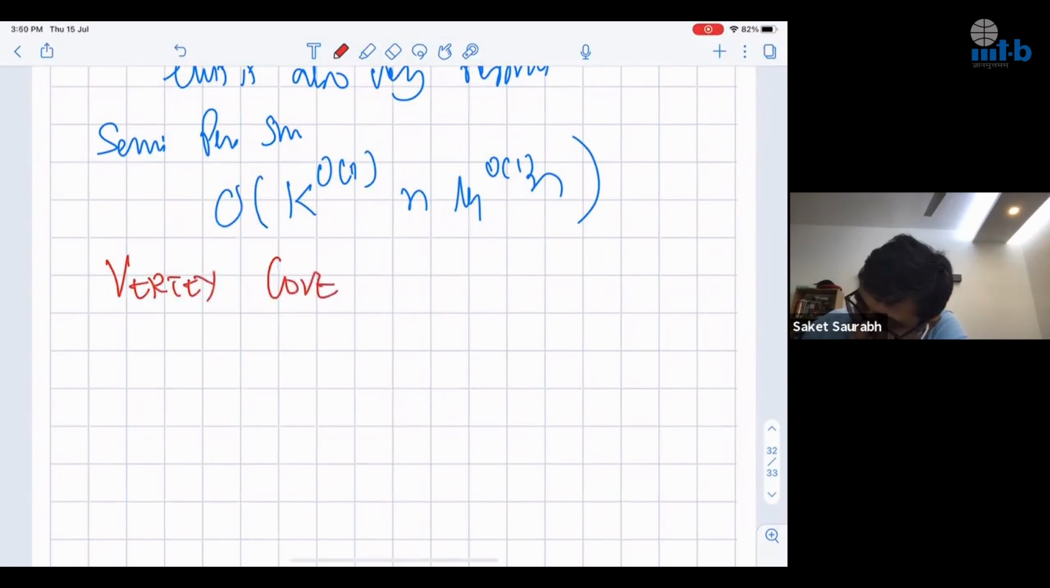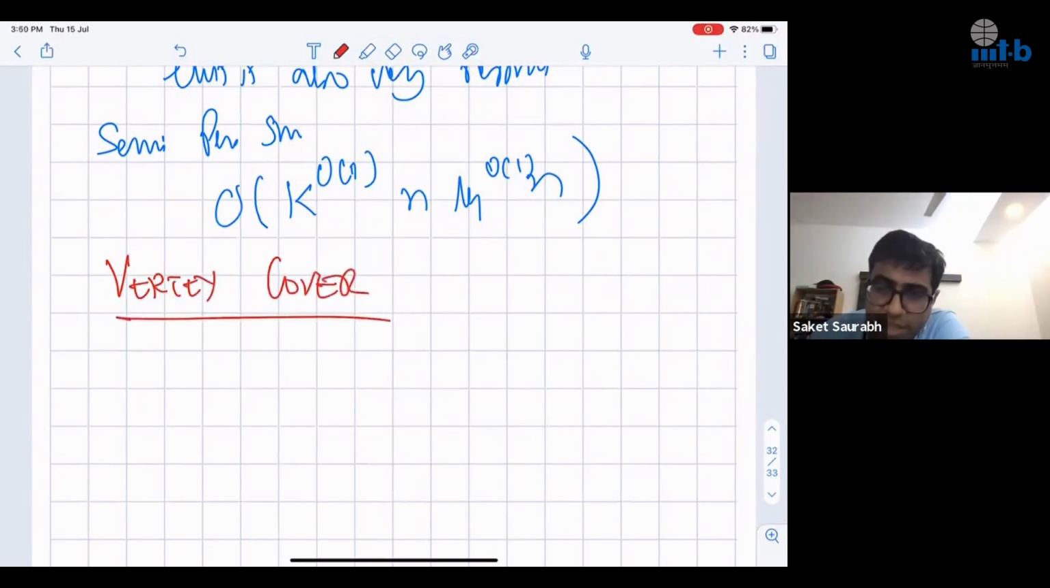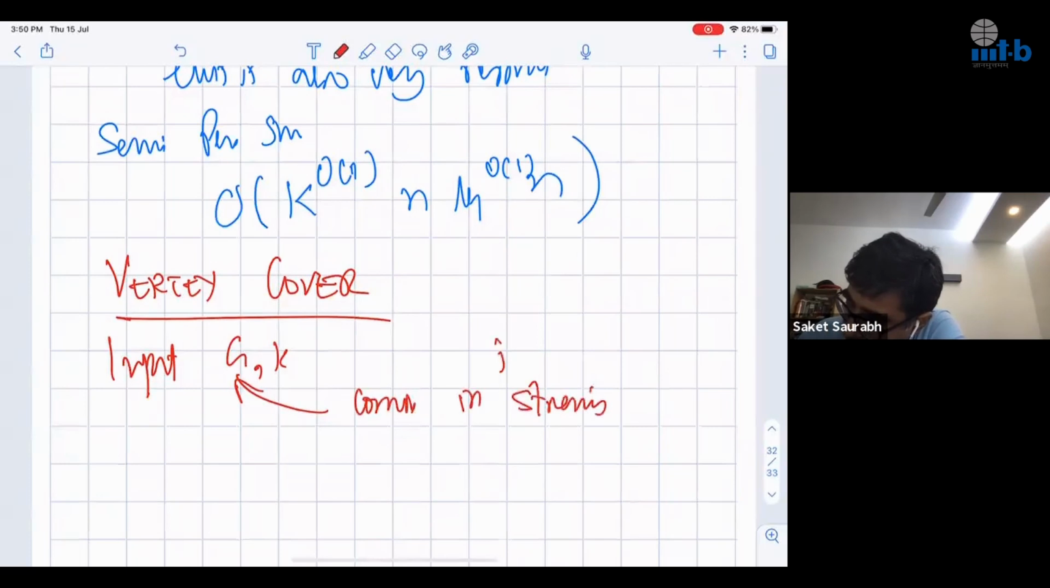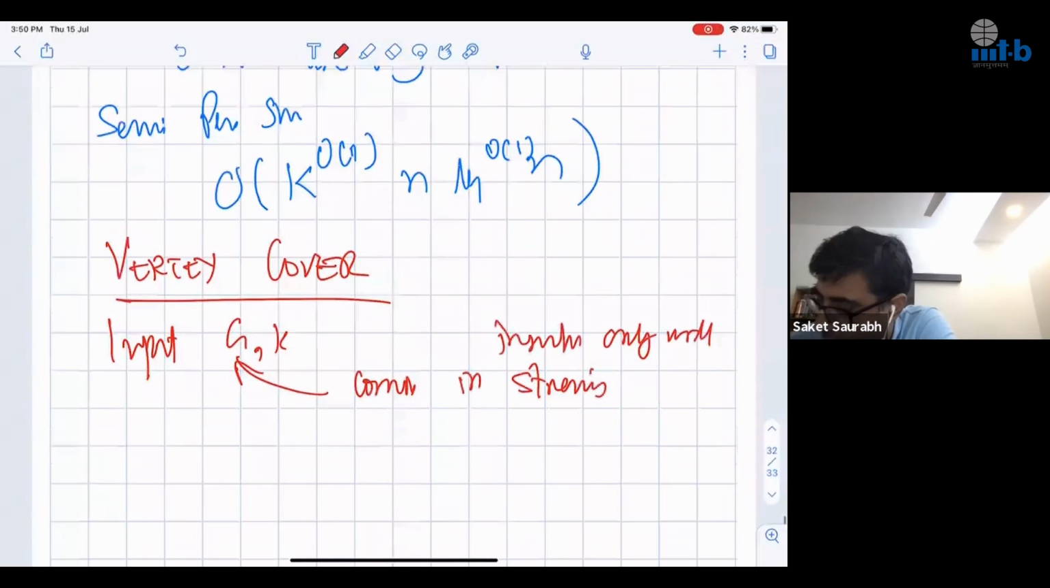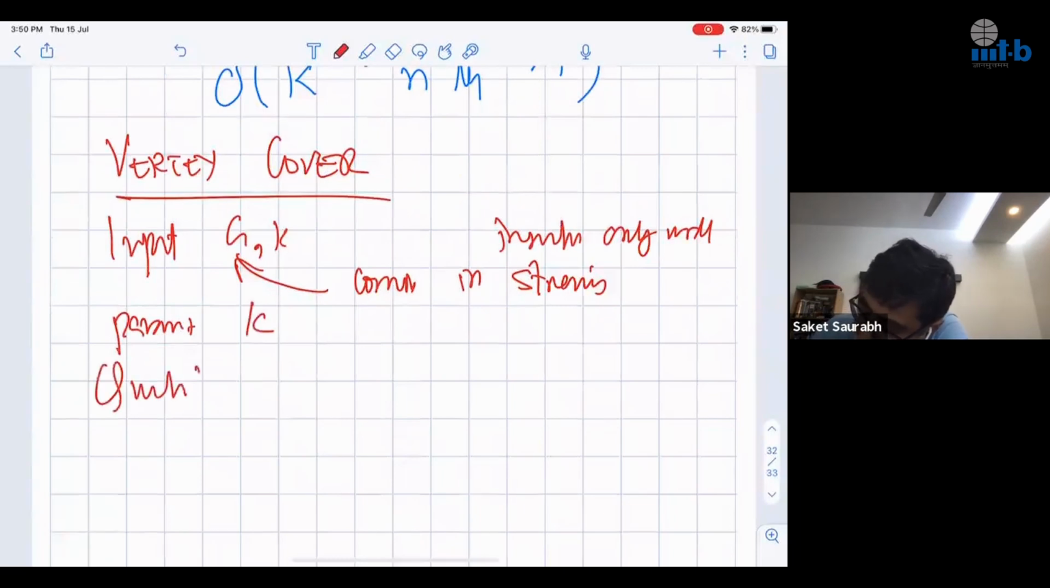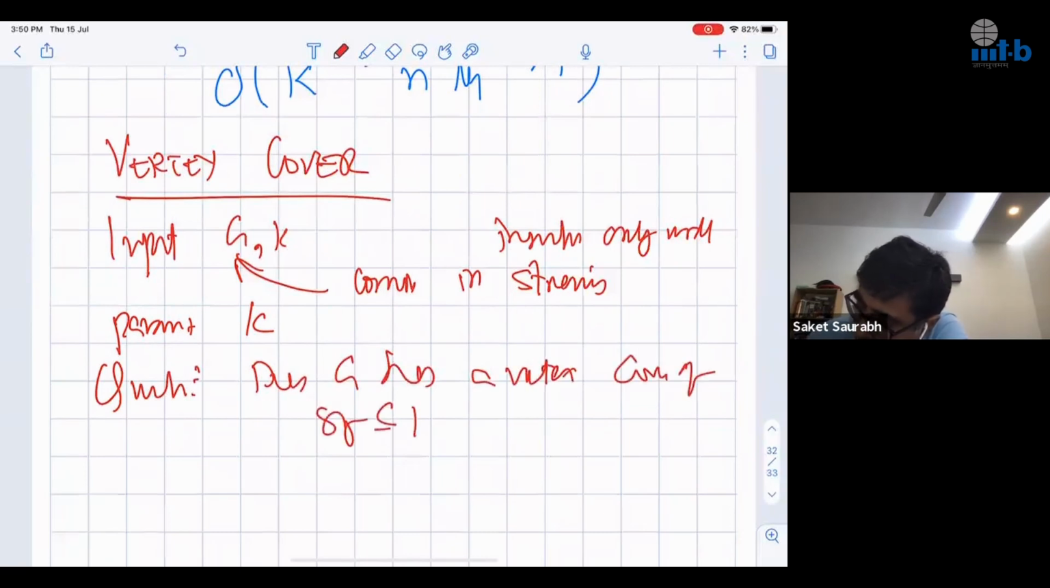Vertex cover. You can think of this as the streaming kernel also. So the input is G comma k, with G not coming in the static setting, but coming in the streaming insertion-only model. I will talk about the non-insertion model at the end of this lecture. The parameter is k. The question: does G have a vertex cover of size at most k?